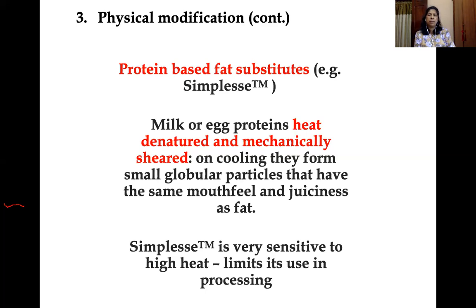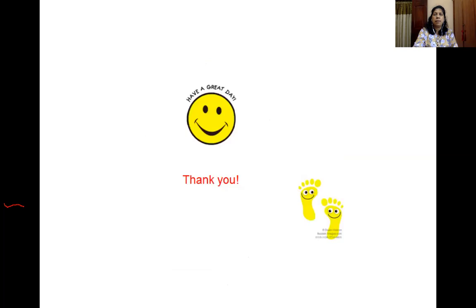Simplesse is very sensitive to high heat, so its use is limited in processing. So this is the recall about the other one, right?